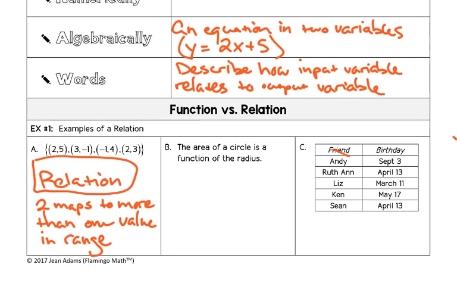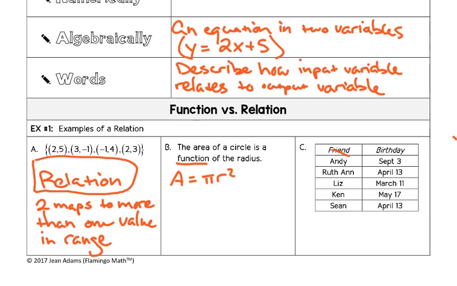The area of a circle is a function of the radius. Well, it kind of gives it away there by saying that it is a function, right? So this is a function, but why is it a function? Well, let's write out the formula for the area of a circle. If you remember, the area of a circle is equal to pi times the radius of that circle squared, right? So for this to be a function, first let's determine, we know that this is a relation between the radius and the area, right?